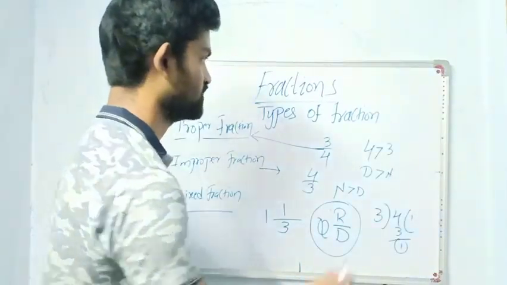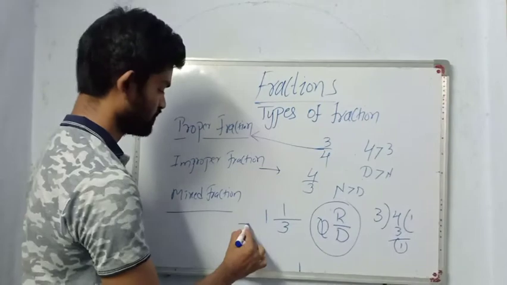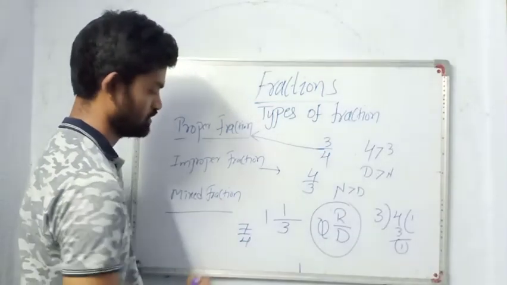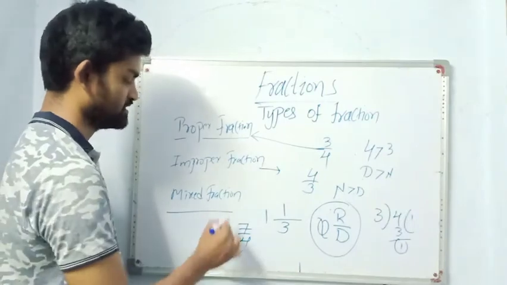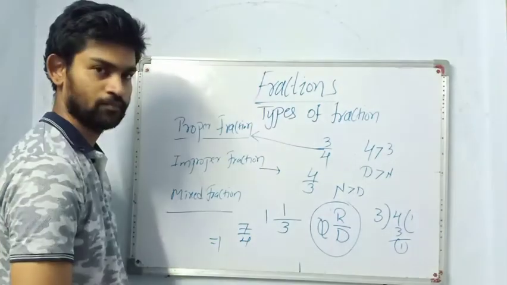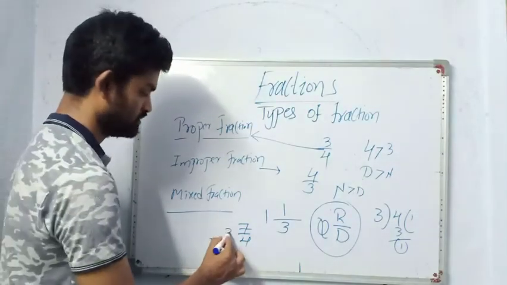See, another example we'll take. Take 7 by 4. How many times does 4 divide 7? 1 time. Okay. What will be the remainder? 3.